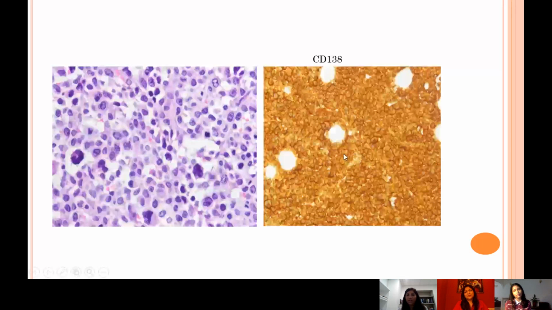And these cells, they expressed CD138 as well. So this was a case of an immature plasma cell neoplasm. So plasma cells, they can look very aggressive.